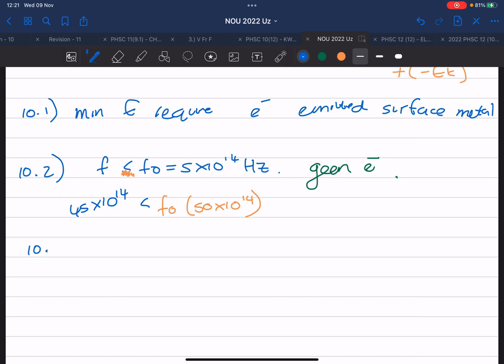10.3. Watter hoeveelheid kan uit die gradiënt afgelei word? We got that was h, or it was Planck's constant. Wat is Planck's konstant nou weer? 6, okay. 10.4. Bereken die grootte van x. Calculate the value of x.